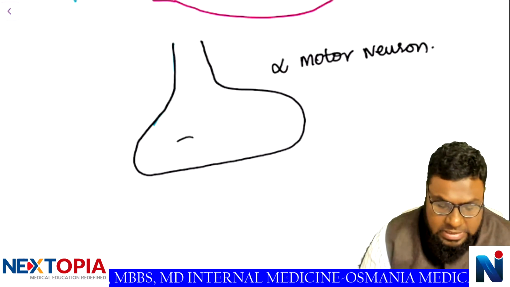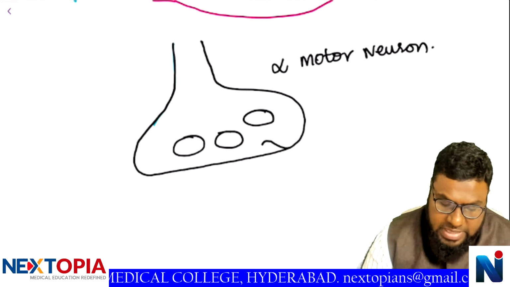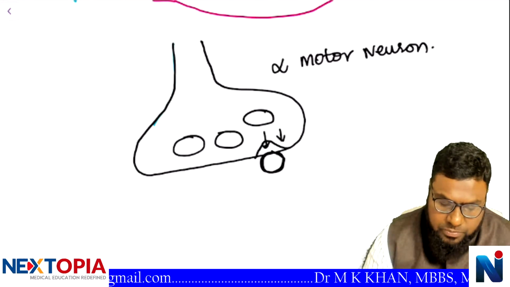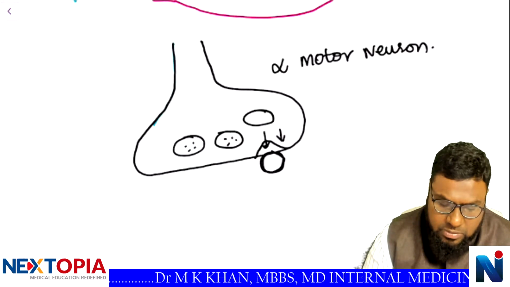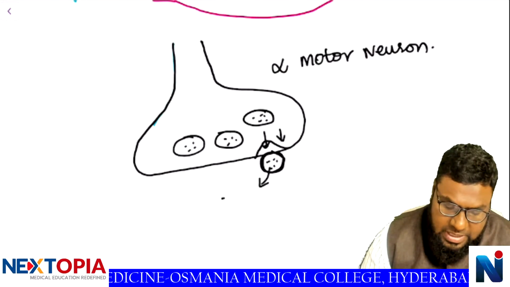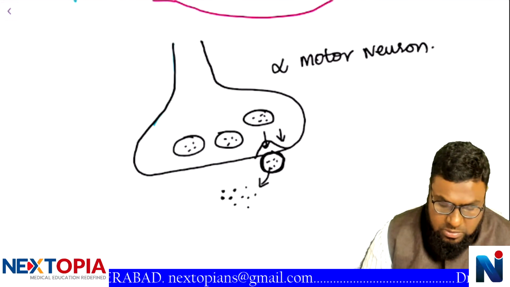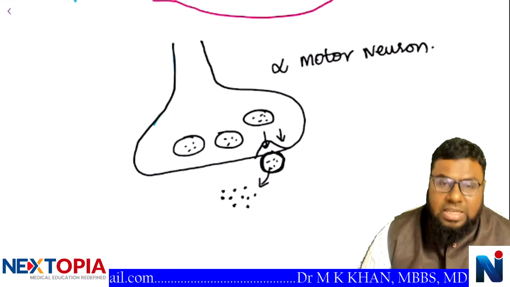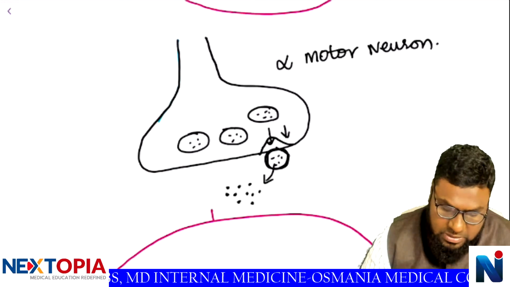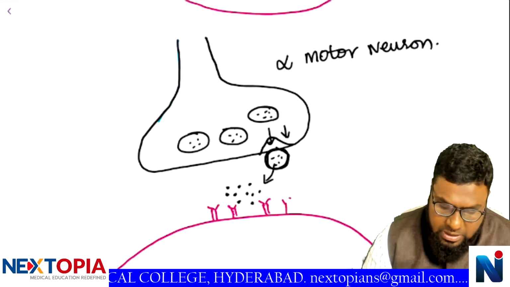Here we have vesicles filled with acetylcholine. These vesicles break. These vesicles get exocytosed. They come out like this, in this direction. So it is full of acetylcholine. This acetylcholine has to interact with the acetylcholine receptors present on the neuromuscular junction. So suppose this is the muscle. This muscle has certain receptors. We call them nicotinic receptors.